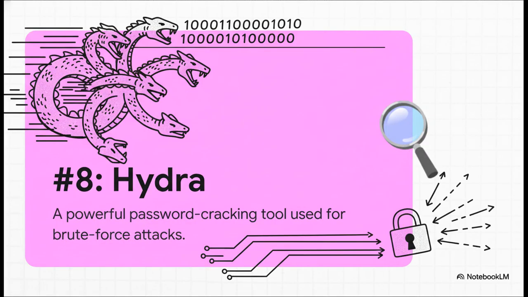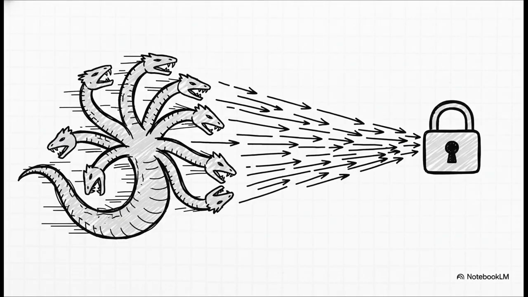At number 8, we have Hydra. And this thing is a beast. It's a super fast tool built for one main purpose, testing how strong passwords are by trying to guess them very, very quickly. Hydra automates what we call a brute force attack. It just throws list after list of potential passwords at a login page until one works.